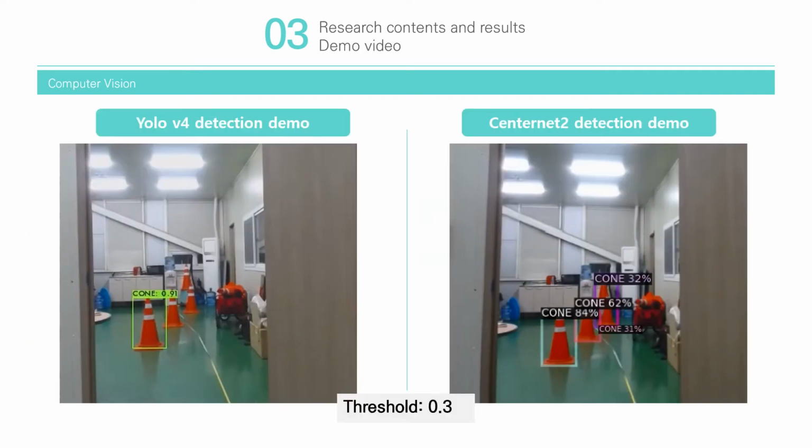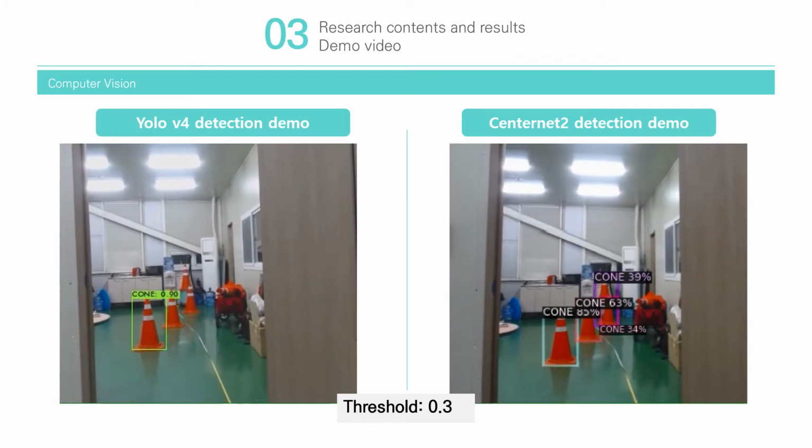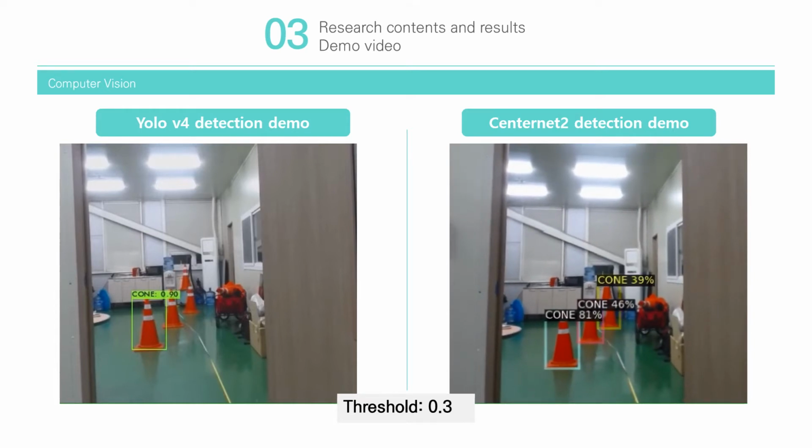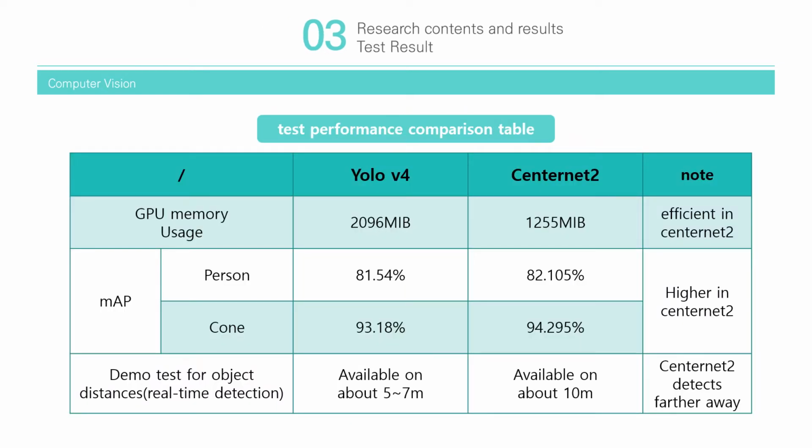When threshold was set to 0.3, the cone recognition performance resulted in like this. As you can see, YOLOv4 is not very good at detecting distant cones. However, CenterNet2 can detect cones at a distance of about 30 meters. YOLOv4 uses GPU memory around 2000 MB, but CenterNet2 consumes only 1255 MB. So we can verify CenterNet2 is more efficient in GPU usage and light computation.